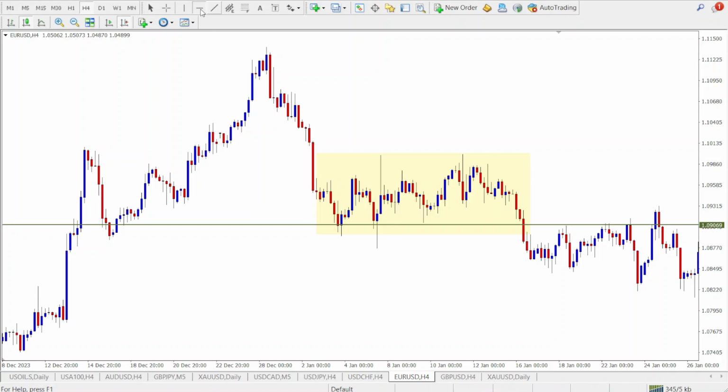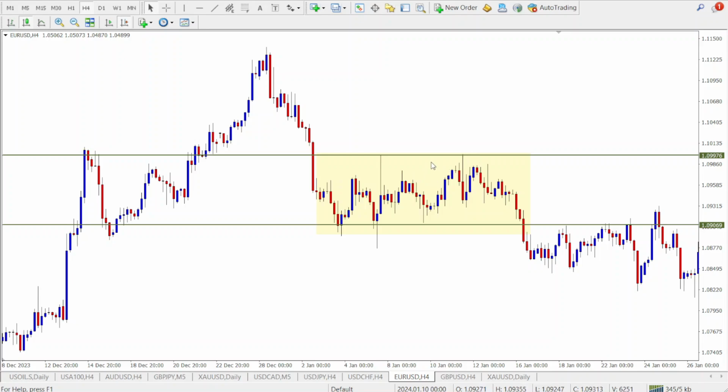Then for resistance, on the flip side, resistance is the price level where selling pressure outweighs buying, creating a ceiling for the price. As the price reaches resistance, sellers often enter the market, pushing the price down. Now, to identify these levels, look at the recent price action. If the price has bounced off a certain level multiple times, that's a strong indicator of support or resistance.